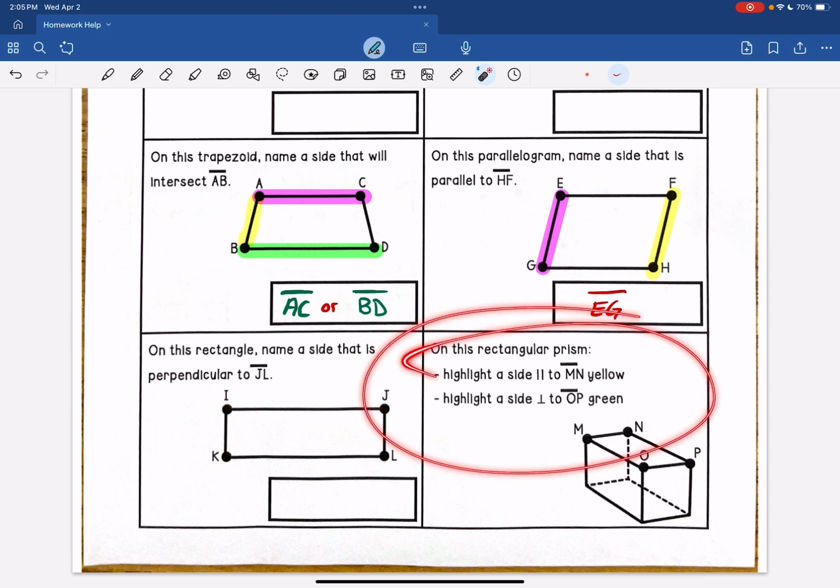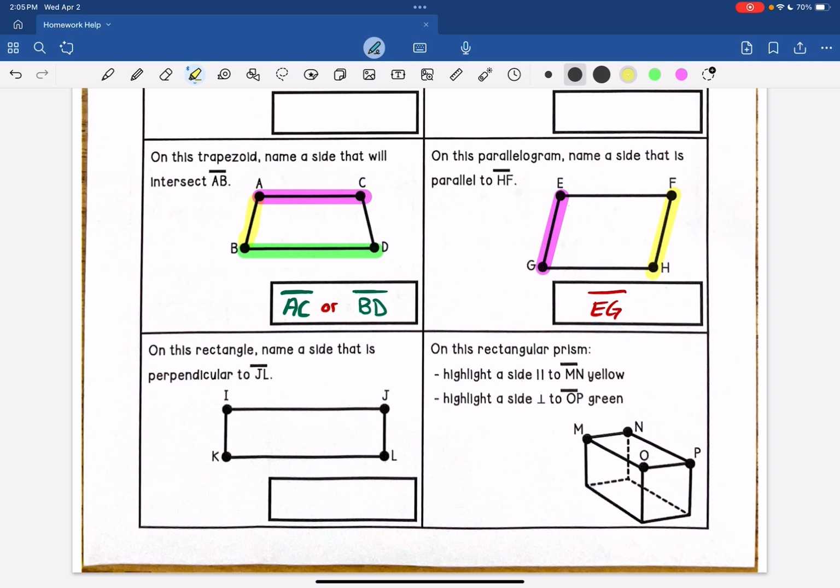All right. Let's take a look at this last one. It says, on this rectangular prism, highlight a side, and then it has these two lines. That means parallel. So highlight a side parallel to side MN yellow. Okay, so I need a yellow highlighter. If you don't have a yellow highlighter at home, you could try a yellow crayon, a yellow colored pencil, any yellow marker, just something like that, okay?